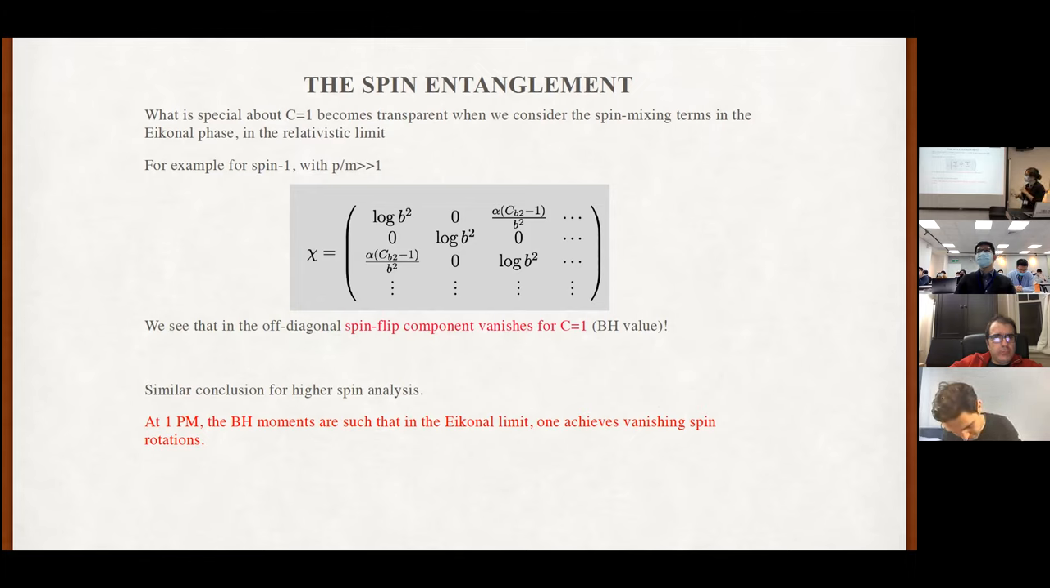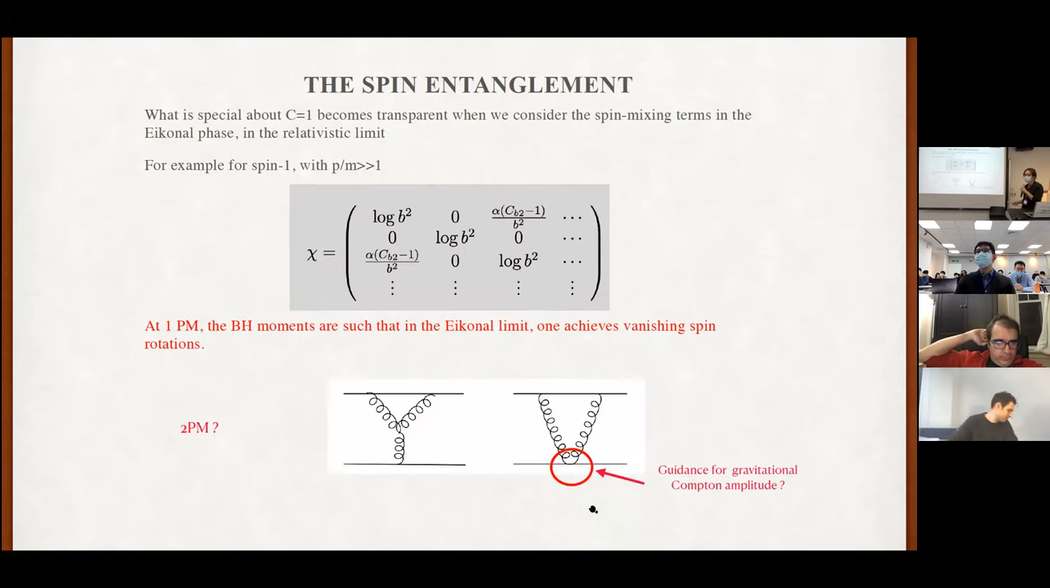So of course I've just shown you the example of spin, but you can go to arbitrarily higher spin. The analysis becomes more and more complicated. There's more space you want to do the search about. But in all the cases where we've searched, this is always the same result: whenever you tune to the black hole values, the spin entanglement goes to zero. So the conclusion is that at least at one PM order, since we just computed one graviton exchange inside the eikonal phase, the black hole's multipole moments are tuned such that the eikonal achieves vanishing spin entanglement.